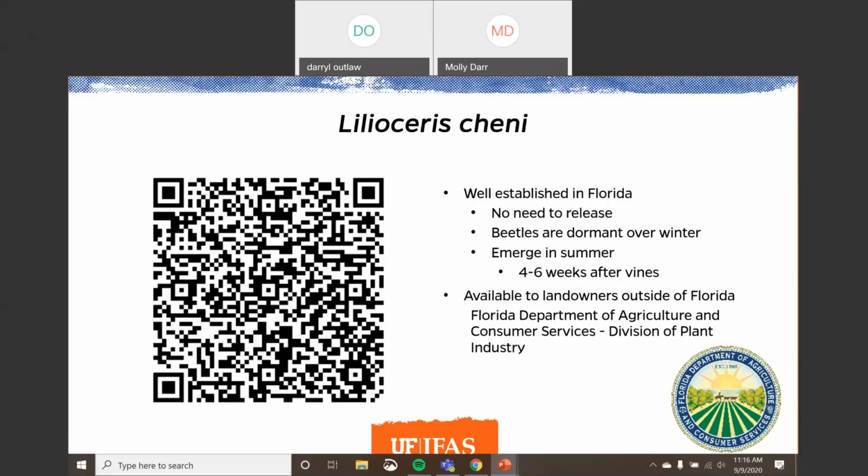If you have air potato, you should get these beetles. They do a phenomenal job and you have to do very little work to try to control this vine. All right, next.